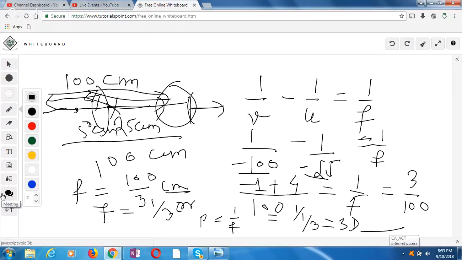So what do you mean by a myopic person? The person is able to see nearby, but is not able to see far-off distances. So what has to be done in that particular case? In that case, v would be equal to 150 centimeters, u would be infinity, and you find out the value of f. The first question I solved was like this.